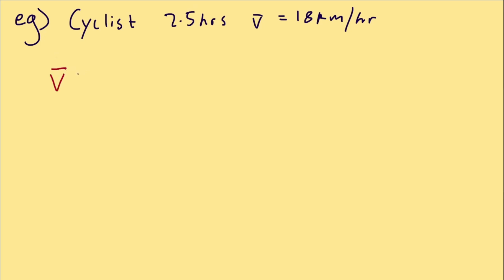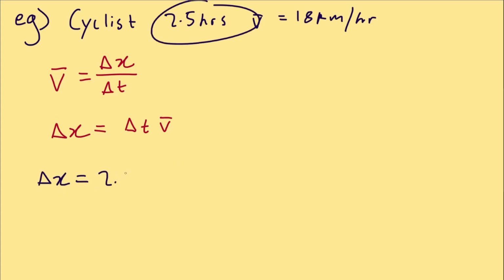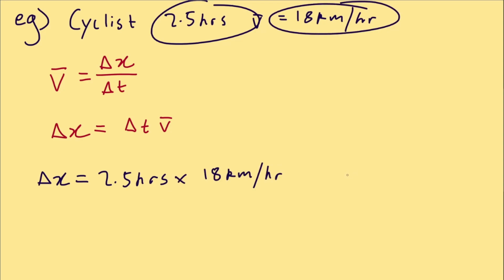If we know the formula for average velocity is delta x over delta t, we can multiply both sides by delta t, and you end up with delta x is equal to delta t times average velocity. This is the formula for displacement now. So let's go and plug everything in. Her distance is equal to the time, so 2.5 hours, multiplied by average velocity, so 18 kilometers an hour. Once you go through and solve that, it means she's traveled for 45 kilometers.